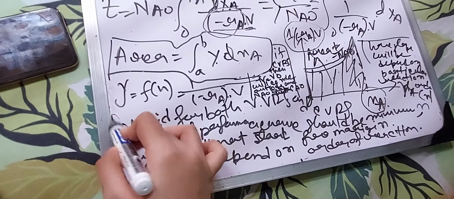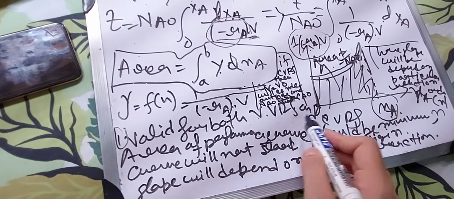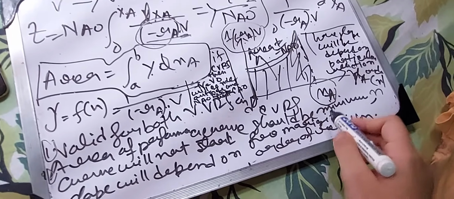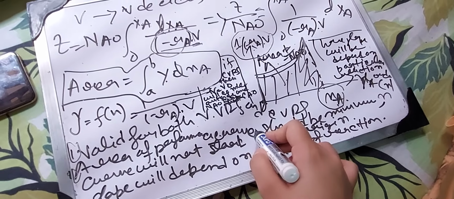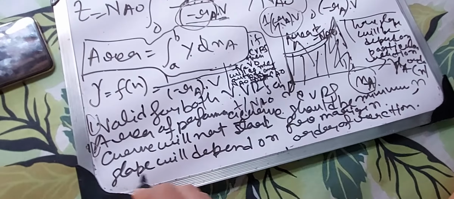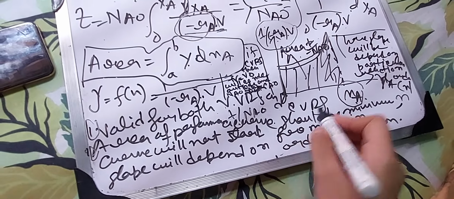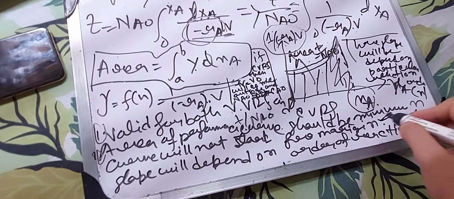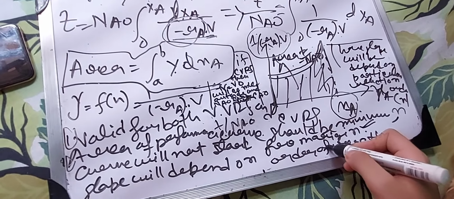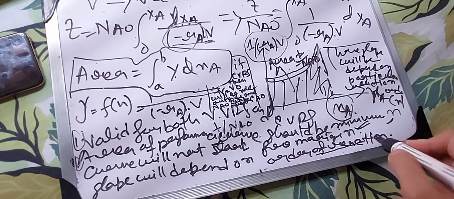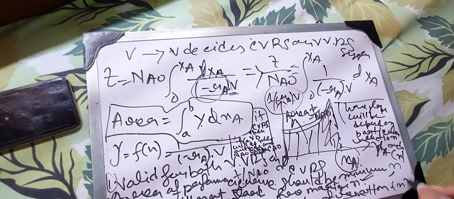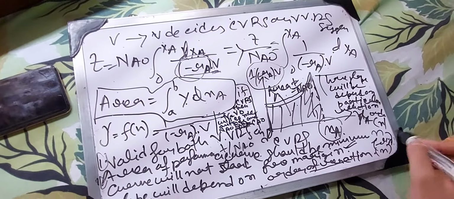So these are the points. The first point is that it is valid for both VVRS and CVRS systems. The second point is that the area of the performance curve, t by NA naught, should be minimum. The curve will not start from the origin, which is a very important point, and the slope will depend on the order of reaction. This is the order of reaction in minus rA, and from there it will be dependent.